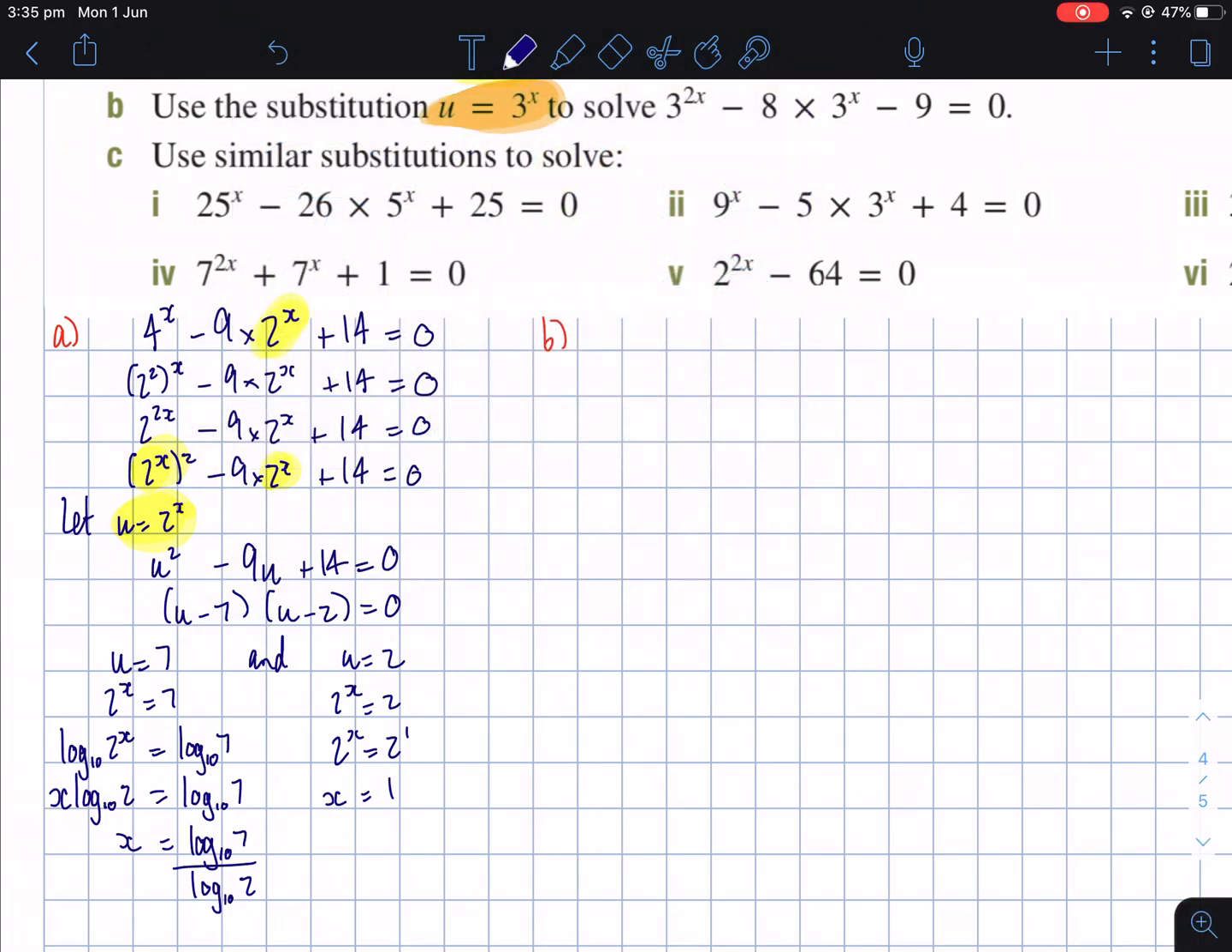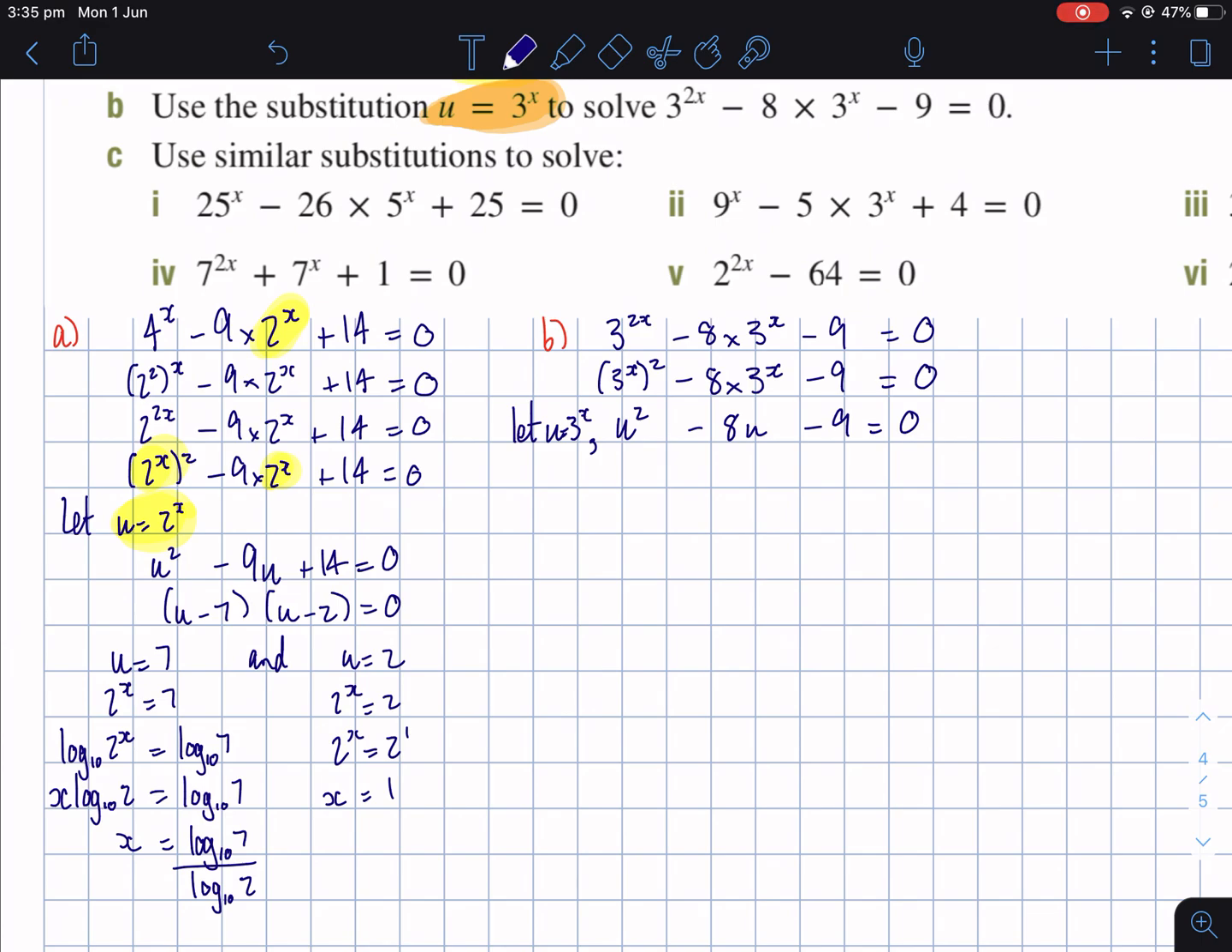Question B is really similar, except this time they say u equals 3 to the x. So you know what we're heading towards. We've got 3 to the 2x, take 8 times 3 to the x, take 9 equals 0. So this is the same as 3 to the x squared. You don't necessarily need to write this line of working out. You can probably just go straight to the next one, because now I can just go u squared, take 8u, take 9 equals 0 if I let u equal 3 to the x.